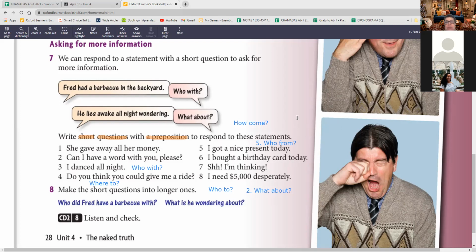Excuse me, people. Number 6. I bought a birthday card today. What about? A birthday card. So here, the question shouldn't be really what about, but you want to know, suppose I tell you, oh, I bought a birthday card today, a beautiful birthday card. Who for? Here, actually, we say who to, okay?